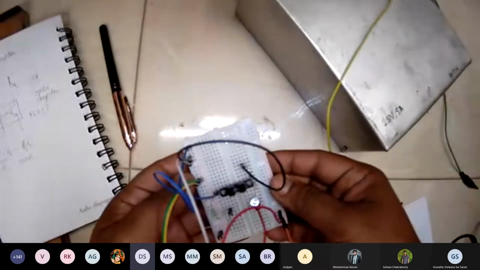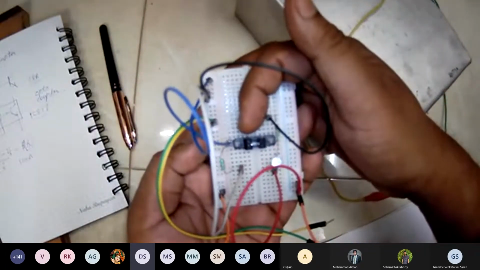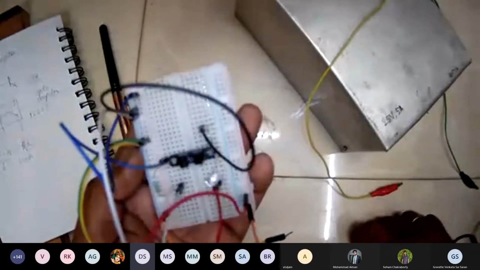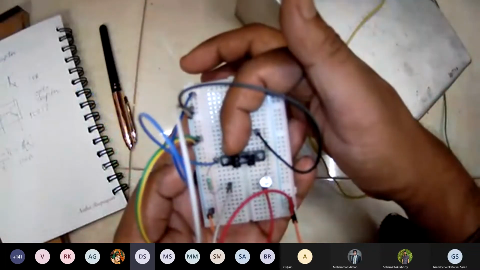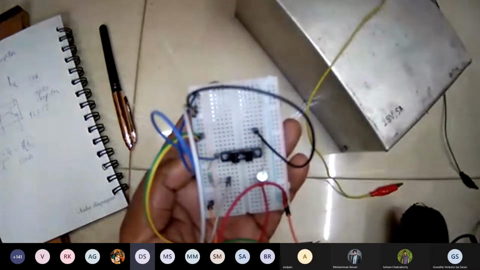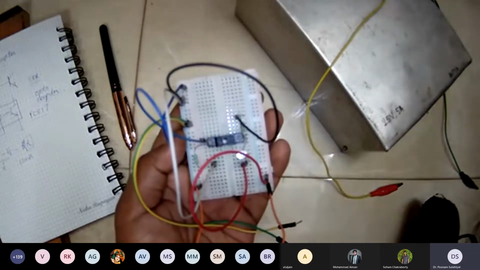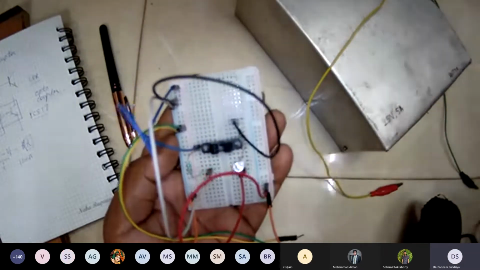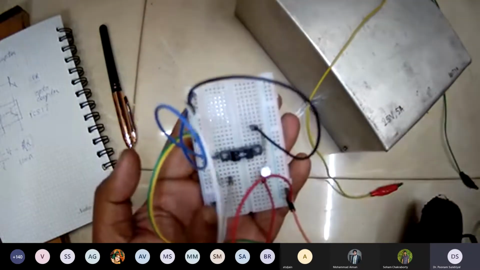Okay. So what do we have here? The black part that you see over here is the TCST2103, and this side is the plus and E part and this side is the plus and D part. So on the plus and E part, the connections are for the LED, the internal LED.